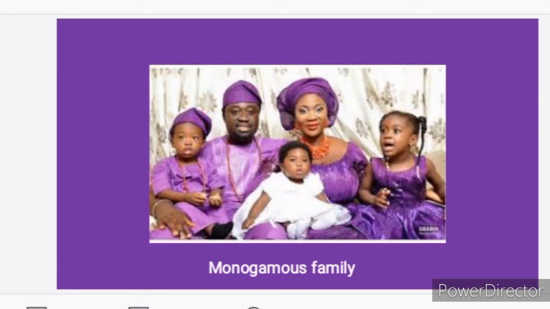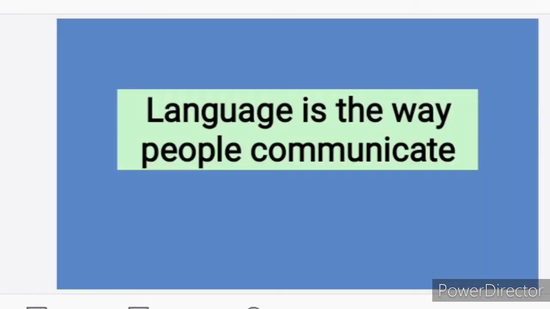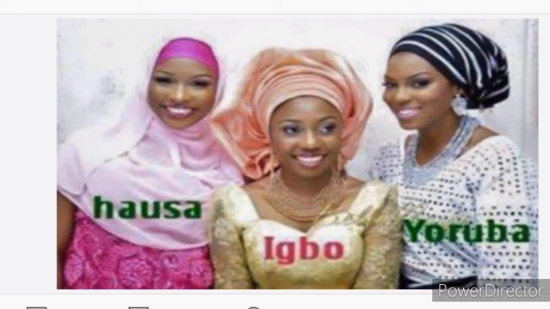Now, let's look at another aspect of culture, which is language. Language is the way people communicate, and there are many different languages in Nigeria, but we have three major languages, which are Hausa, Igbo, and Yoruba. So the second aspect of culture we have talked about is language.